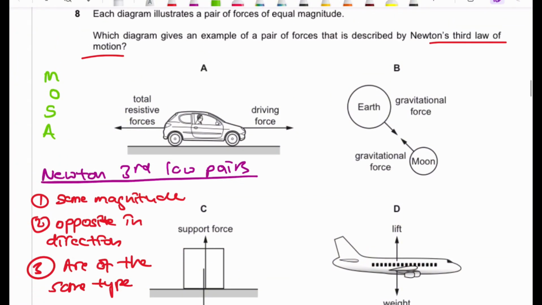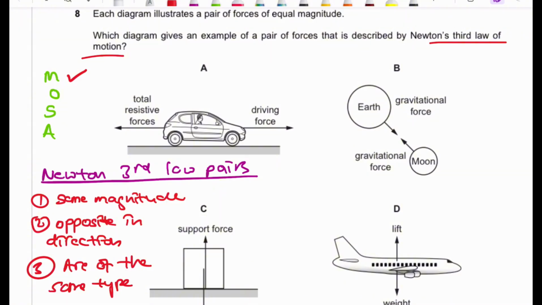Okay, so we're going to check this out for all A, B, C, D and see which one satisfies all these conditions. So the first one: are these two forces of the same magnitude? That's correct, because the resistive forces might be equal to the driving force if it's moving at a constant velocity. So I'm just going to assume that it's moving at a constant velocity. But they can be different provided that the driving force is actually greater than the resistive forces.